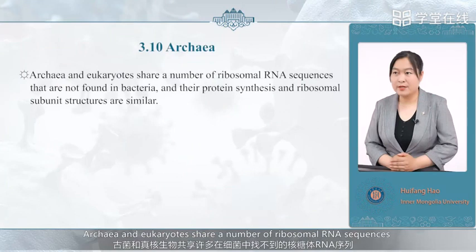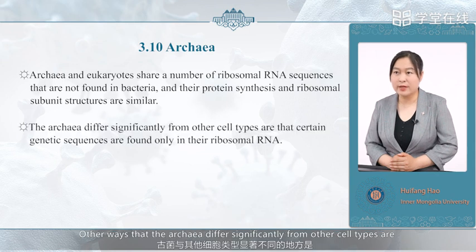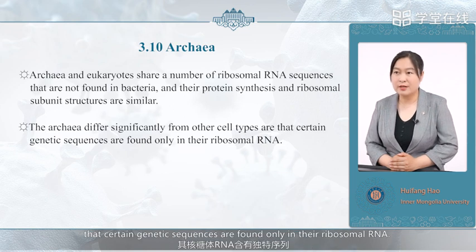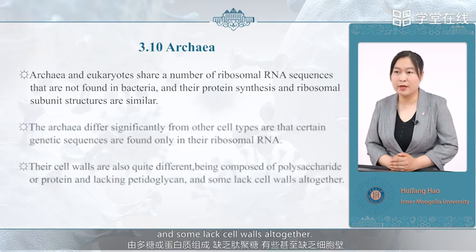Archaea and eukaryotes share a number of ribosomal RNA sequences that are not found in bacteria, and their protein synthesis and ribosome subunit structures are similar. Other ways that the archaea differ significantly from other cell types are that certain genetic sequences are found only in their ribosomal RNA. Their cell walls are also quite different, being composed of polysaccharide or protein and lacking peptidoglycan, and some lack cell walls altogether.